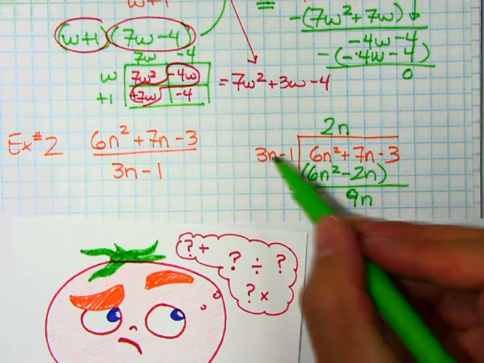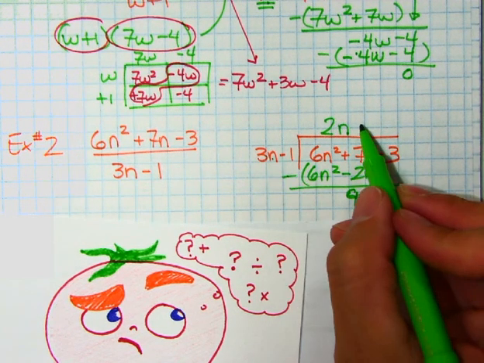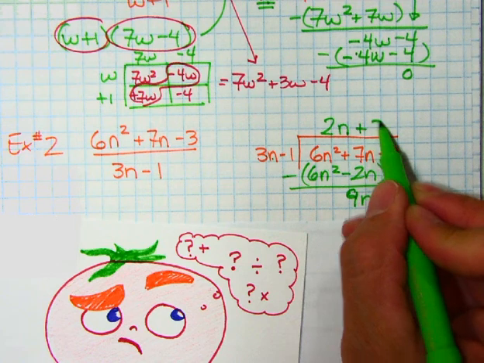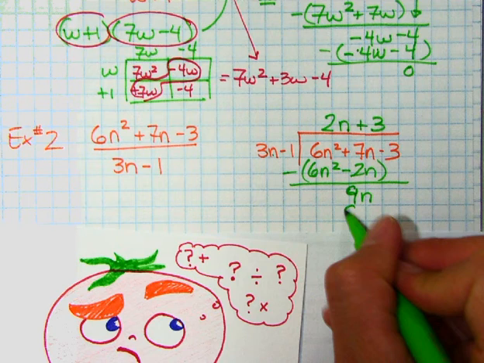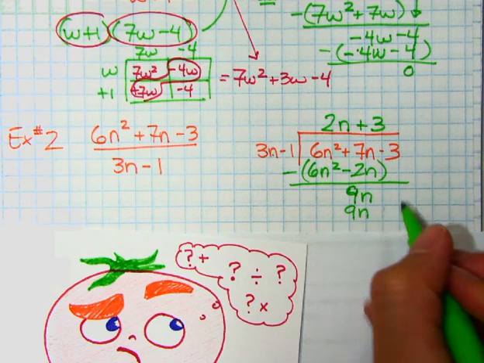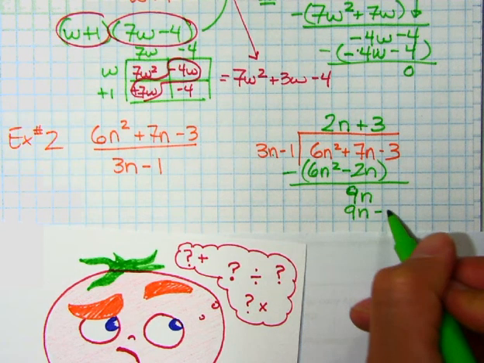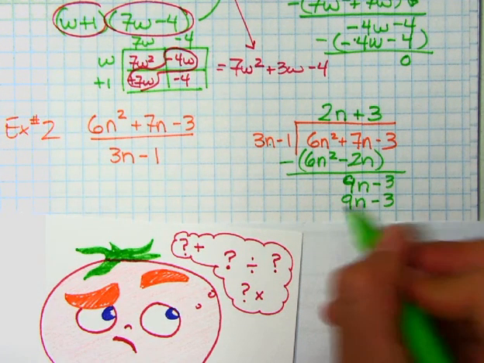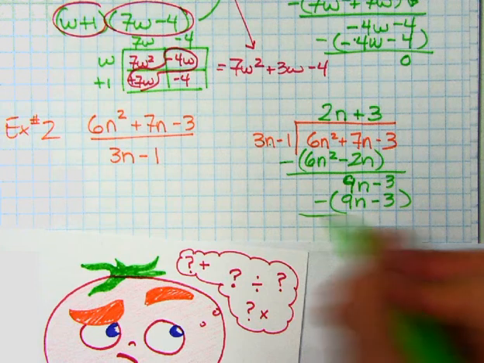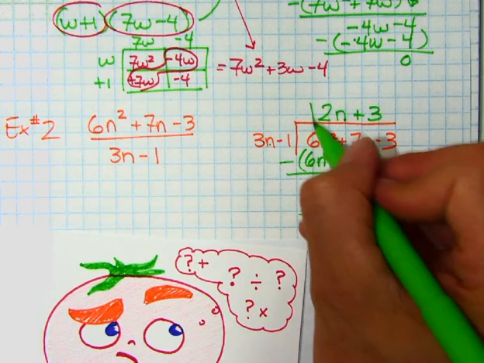Now I ask myself, 3n times what gives me 9n? Well, that's going to be 3. So let's see what I get. 3n times 3 is 9n. 3 times a negative 1 is negative 3. Now, I forgot to bring this guy down. Now I can see they're exact opposites, so I'm going to subtract and I get 0. And so this is my final answer.